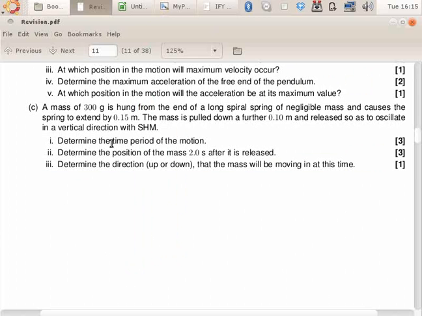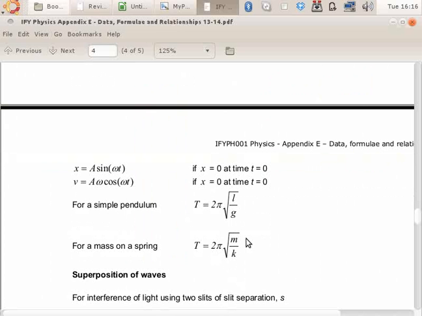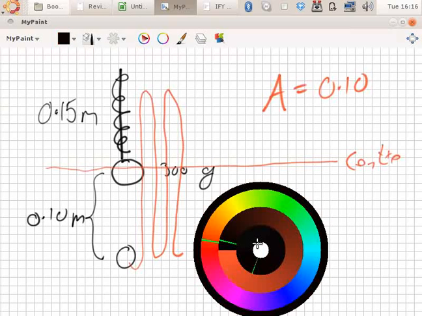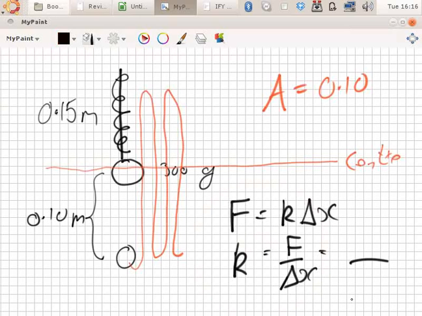The time. Now, if you look in the formula book, right there in front of your face, T equals 2 pi root m over k, although we don't know what the k is, so we have to work that out. So how could we get the k? What law would give us the k? Hooke's law. So F equals k delta x. So what does the k equal? F over delta x. Now what's the delta x here? 0.10. And what's the F?